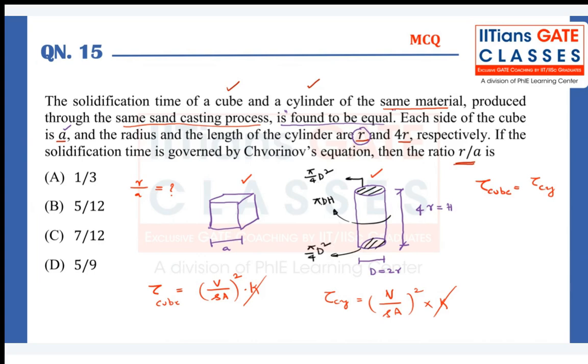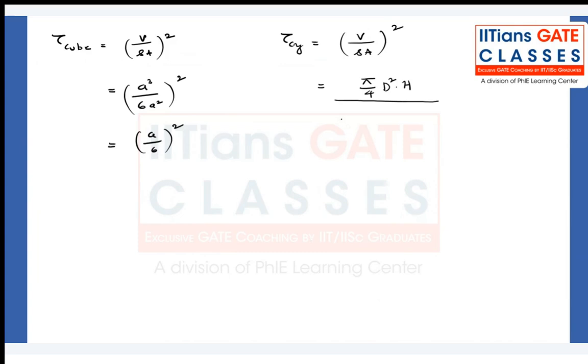Right. Now πd²/4 + πdh + πd²/4. So the total, what happened? It is going to be 2πd²/4 + πdh. Right. Now as we know that h = 4r and d = 2r, just substitute that.